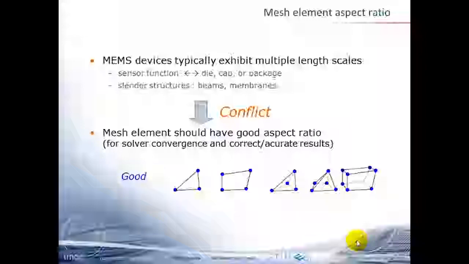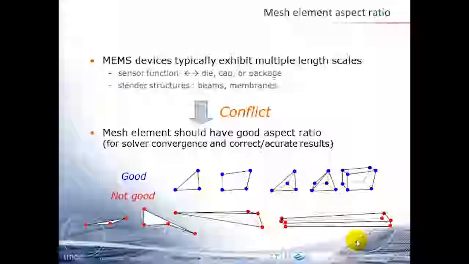Here are some examples of good elements, and there is no fixed rule for that, and here are some just illustrative bad elements. And you can imagine, for example, if you describe a certain rate of change from here to there, you can miss something which happens here.